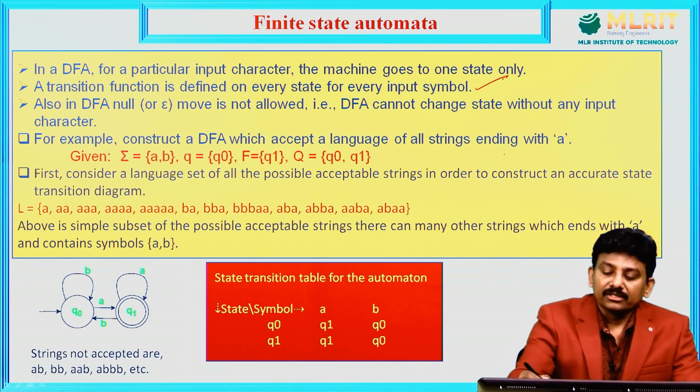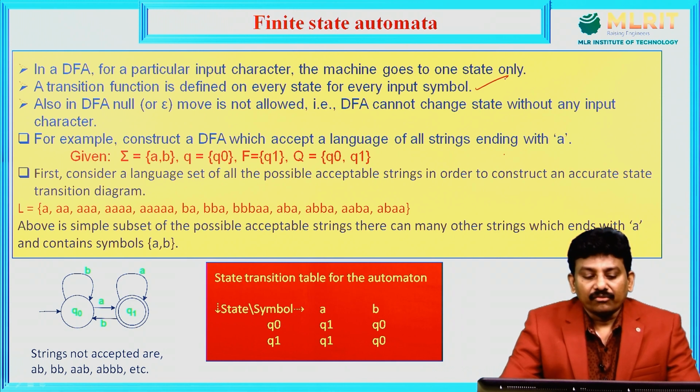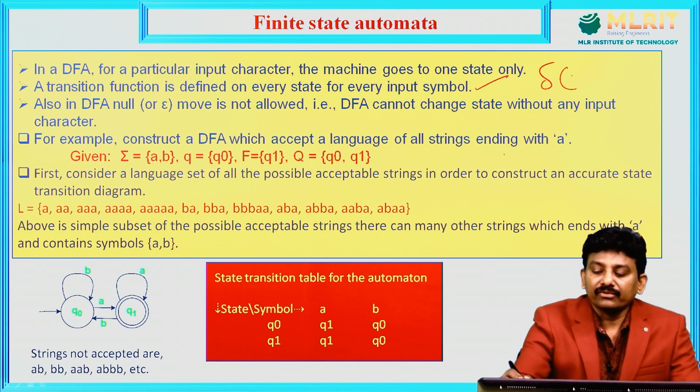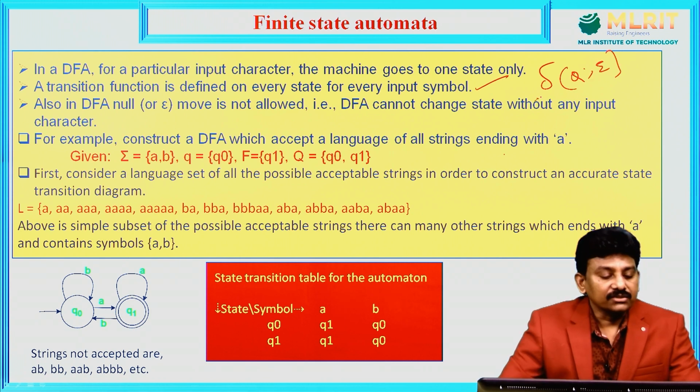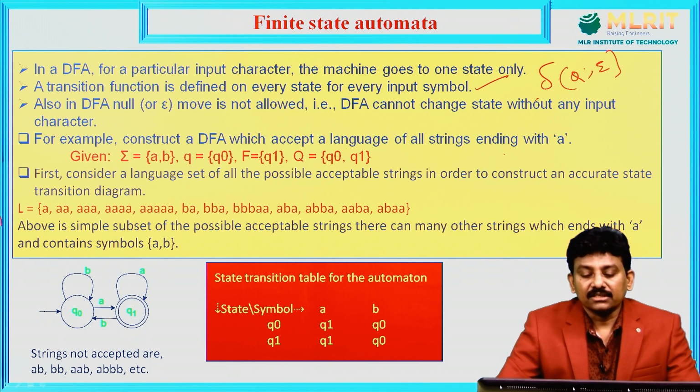A transition function is defined on every state for every input symbol. This is a very important point. In a DFA, for every state and for every input symbol we have to define the transition, that is, the delta function must be applied for every state in the machine and every input symbol. Also in a DFA, null moves or epsilon moves are not allowed. That is, a DFA cannot change state without any input character. If there is no input, no transition.